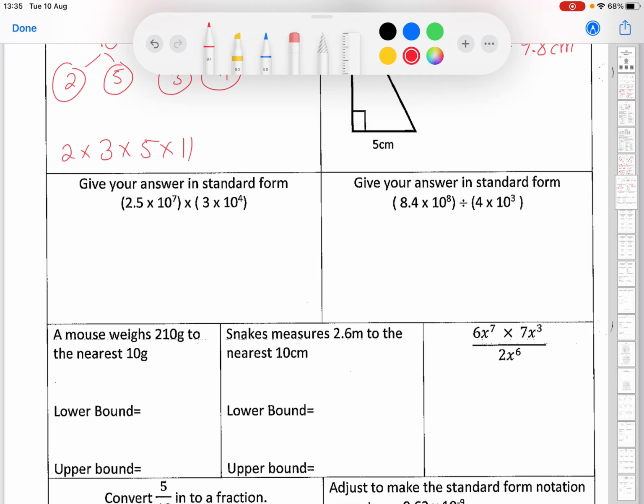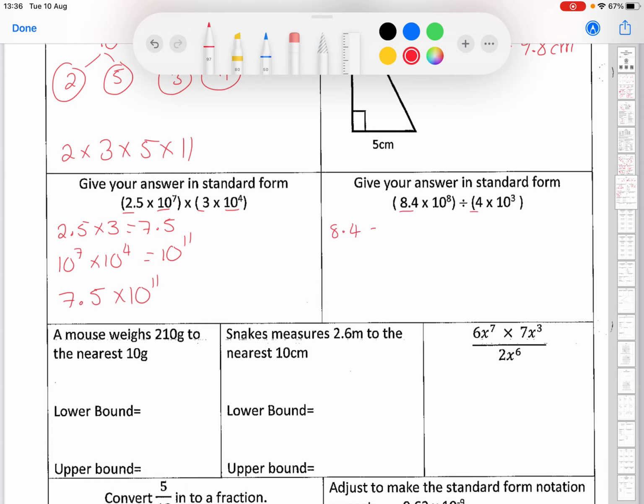Bit of standard form. When you're multiplying in standard form, you multiply your numbers. So I'm going to do 2.5 times 3, which is 7.5. Then we're going to times our powers. So I'm going to do 10 to the power 7 times 10 to the power 4. When we're multiplying our powers, we add them. So this is going to be 10 to the power 11. So we can bring our answer together of 7.5 times 10 to the power 11.